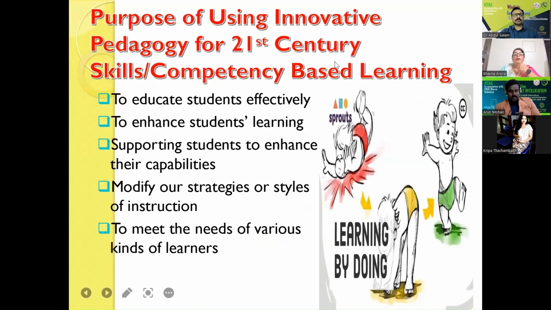Now, we need to understand what the pedagogy for 21st century skills or competency-based learning talks about. It is the basic use is to educate students effectively, to enhance students' learning, support students to enhance their capabilities, modify our strategies or style of instructions to meet the needs of various kinds of learners.